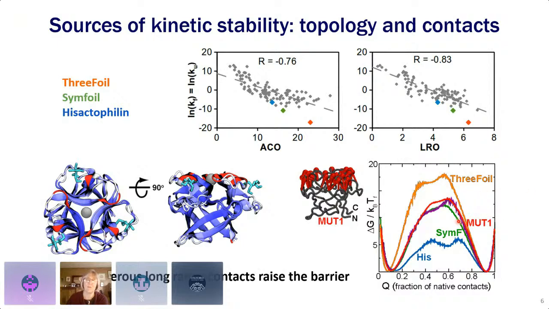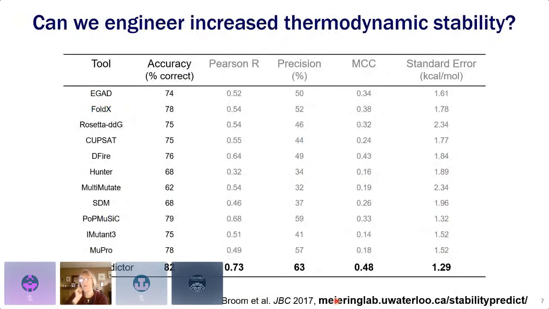So we are actually following up on this to try to engineer kinetic stability as well, but that's for the future. Okay, so then this is kinetic stability that I've been talking about. We also were interested in further engineering function, and we wanted to make a more stable protein to start with. So we thought, let's try to increase the thermodynamic stability of trefoil.